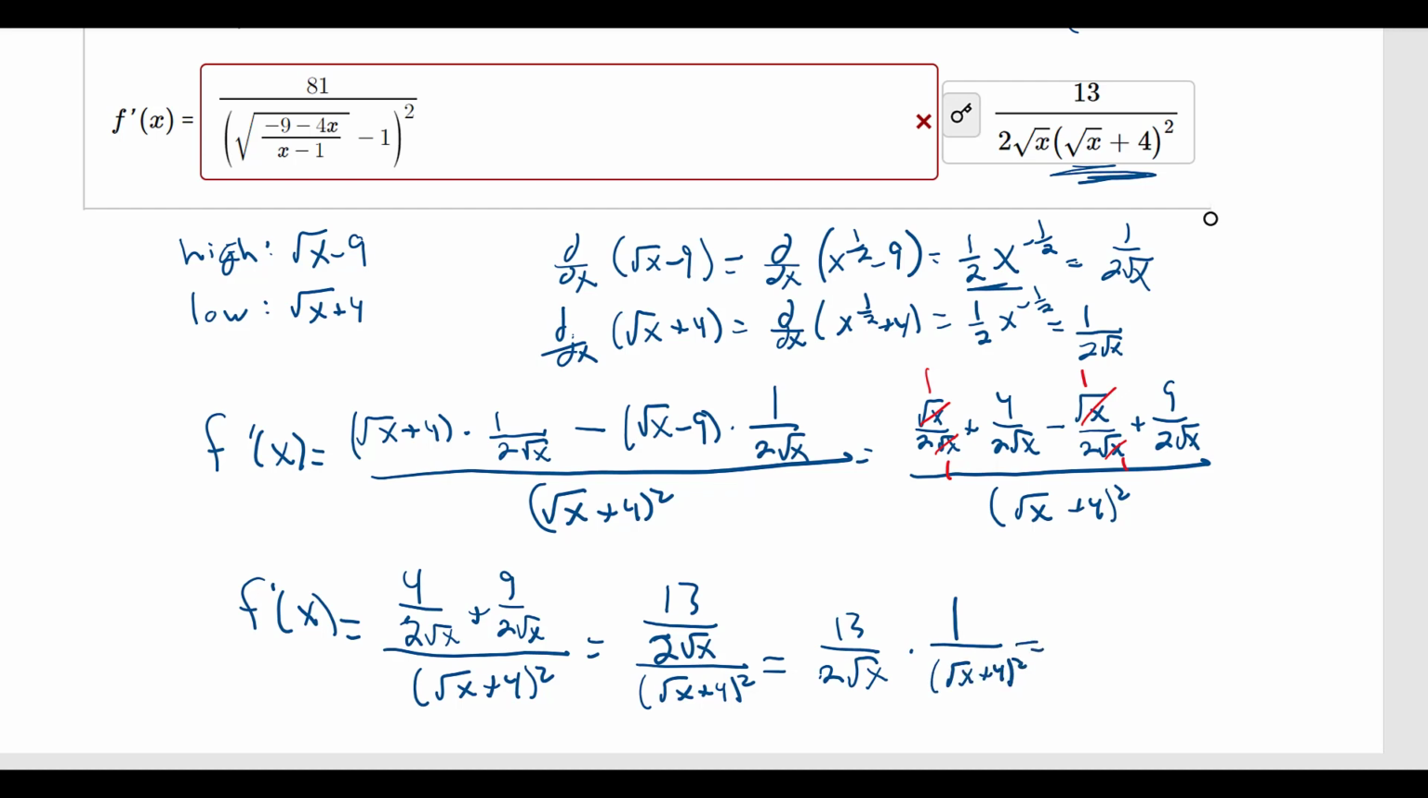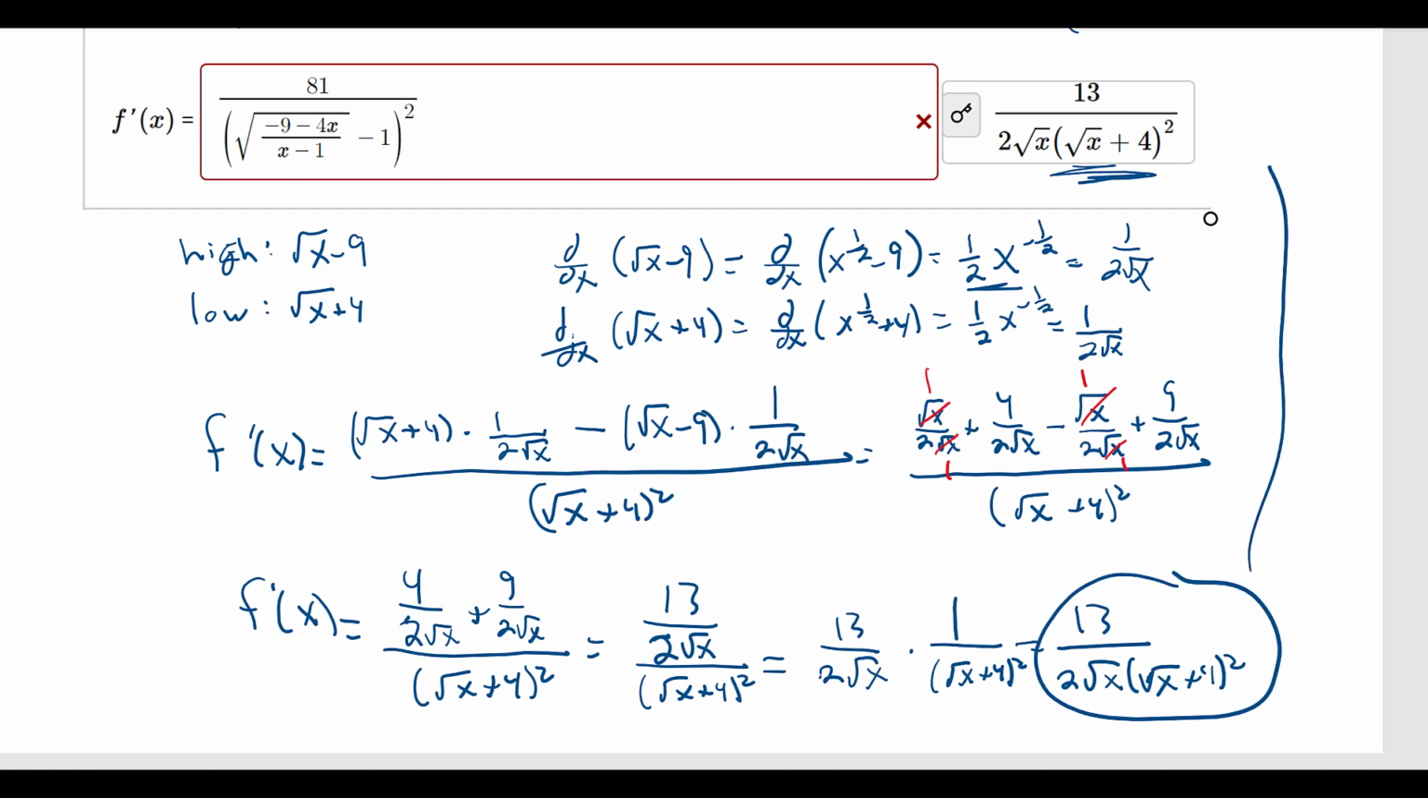And now I'll bring it together. 13 times 1 is 13 over 2 times the square root of x times the quantity square root of x plus 4 squared. And that's where we get this result here.